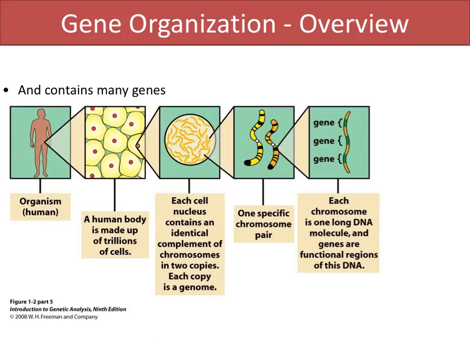And then each chromosome is one long DNA molecule, and genes are the functional regions of this DNA. So there's also parts of this DNA that does not code for a protein or amino acids that make up a protein. There's been a big debate about why there's all this extra DNA, since only genes make up about 2% of our total DNA.